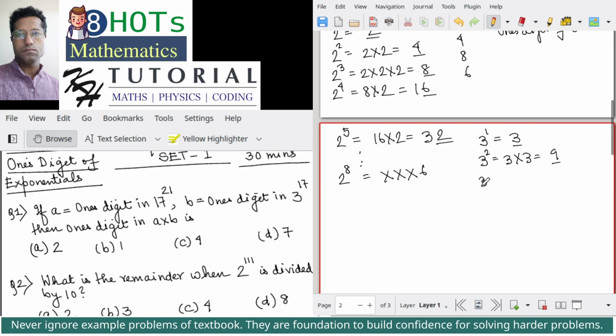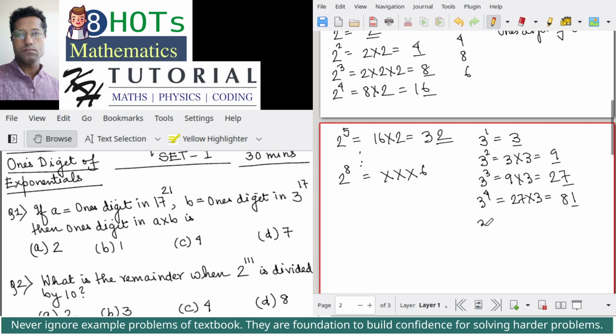If you take 3 to the power 3, this is 9 multiplied by 3, which is 27. So the ones digit is 7. So we are having so far the ones digit as 3, 9 and 7. If you take 3 to the power 4, this will be 27 multiplied by 3, which is 81. So the ones digit is 1.